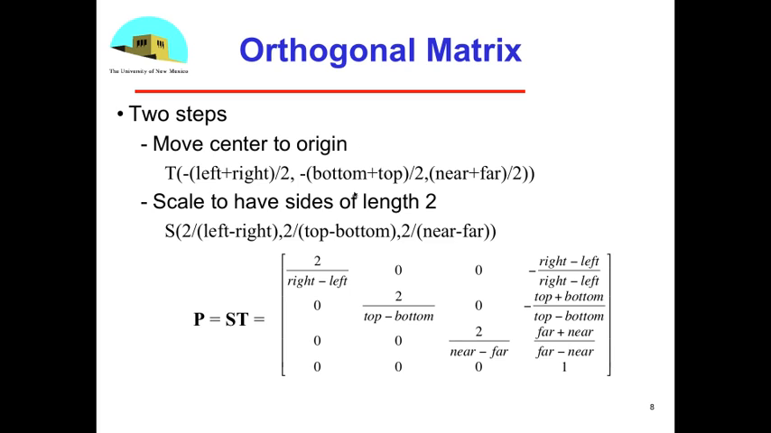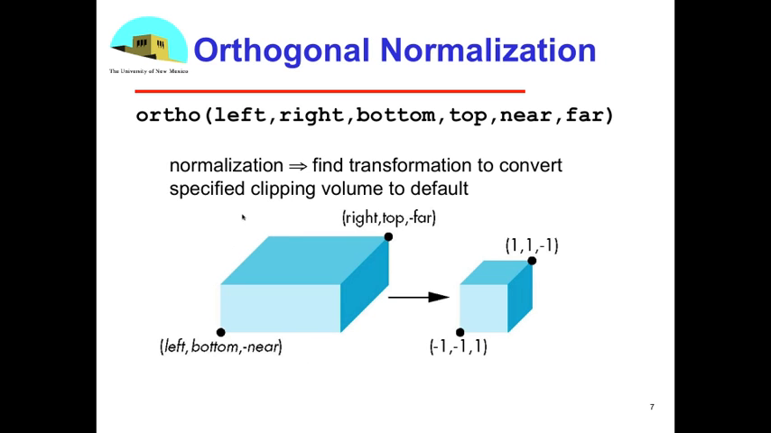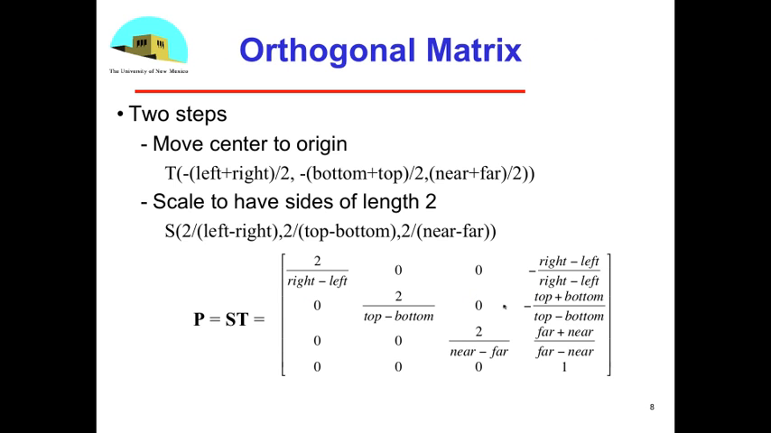Now that I've done that, the scaling is actually fairly easy. Looking at the x direction, it's something that has a length of right minus left, and I want it to have a length of 2, going from -1 to 1. So the scale factor is simply 2 over right minus left. For the y direction, it's 2 over top minus bottom. And for z, it's 2 over near minus far. So I have the two matrices I want.